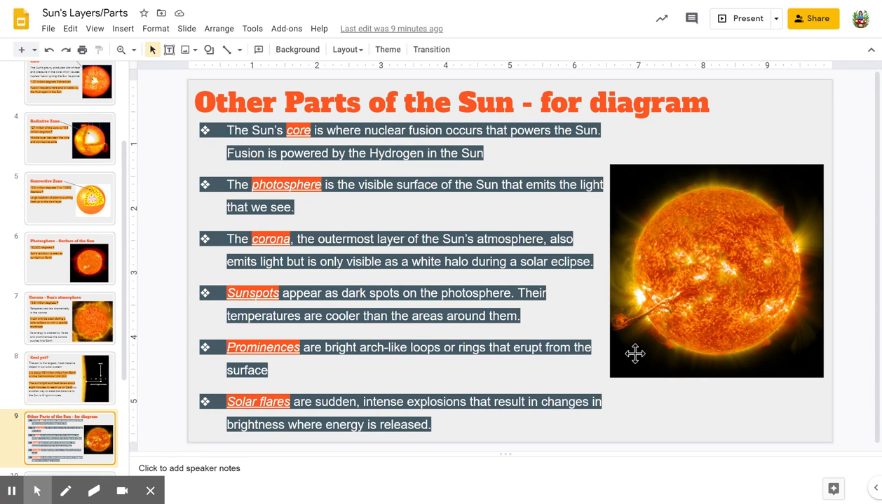All right. And the last part that we're going to talk about is a solar flare. And these are sudden, intense explosions that result in changes in brightness on the surface of the sun. So we can see some little ones right here. There's one right here. So any place where we see just a little explosion of gas coming off the surface of the sun, that is a solar flare.